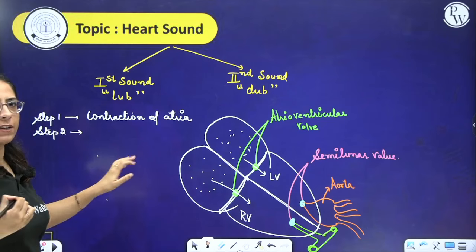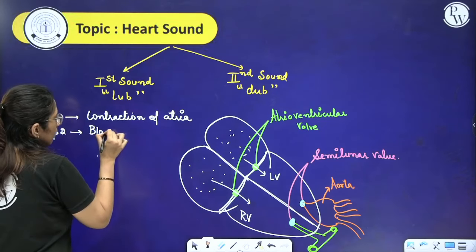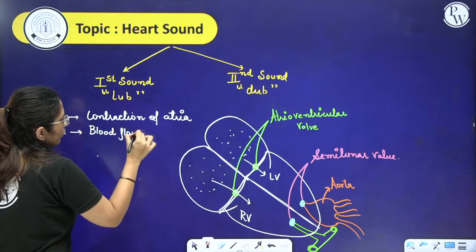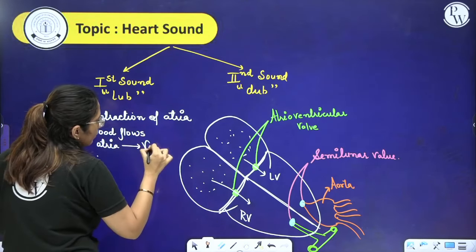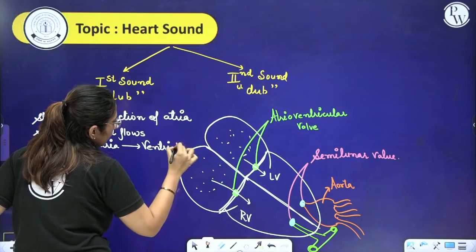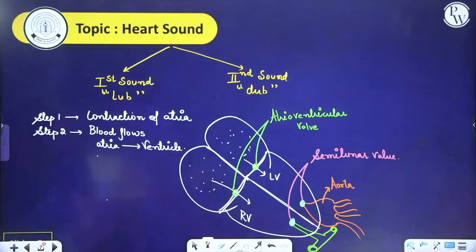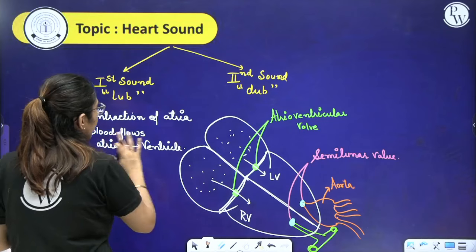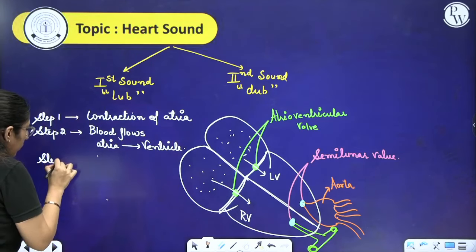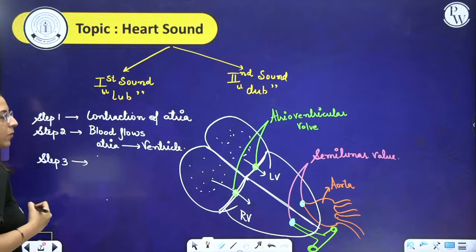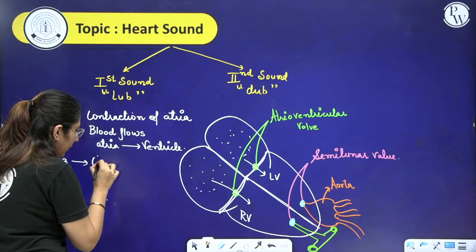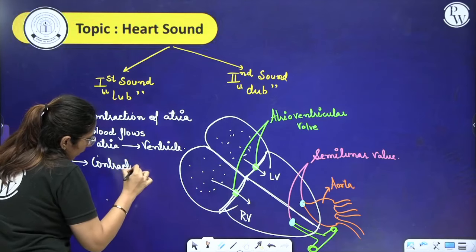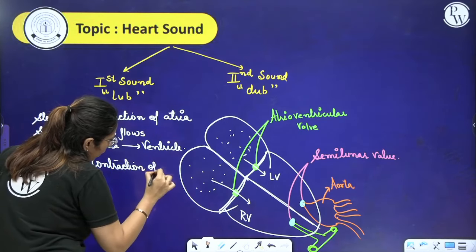Now, let's talk about step number two. What will happen after the contraction? Blood flows from where to where? From atria to the ventricle. Now the blood is there in the ventricle. Clear? Atria to ventricle. Now what will be step three? Now the ventricle is full of blood. Now there will be contraction of ventricle.